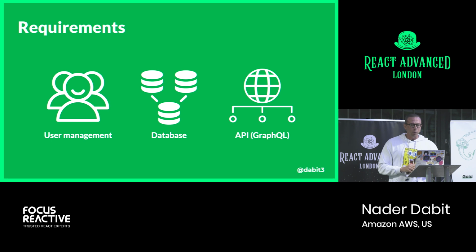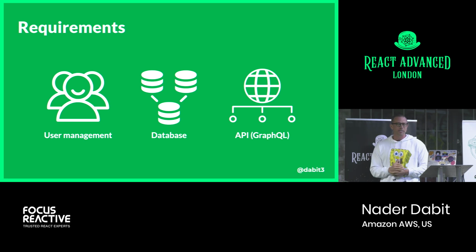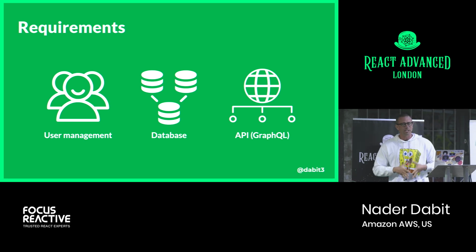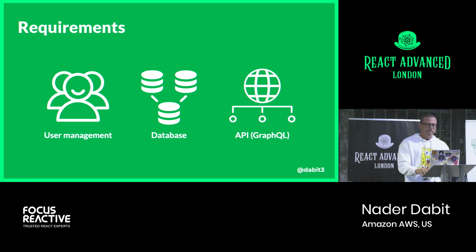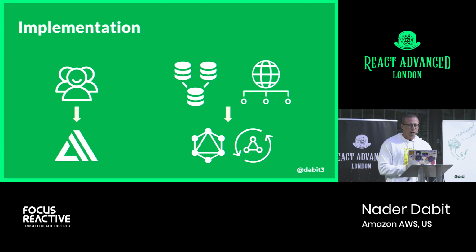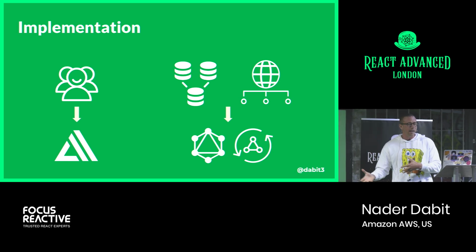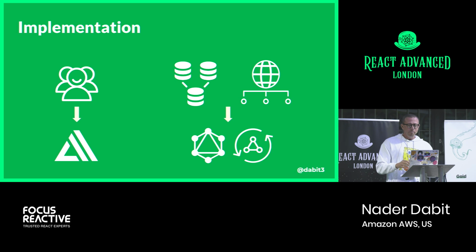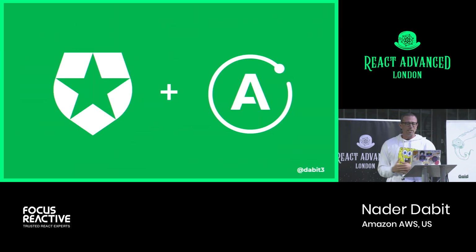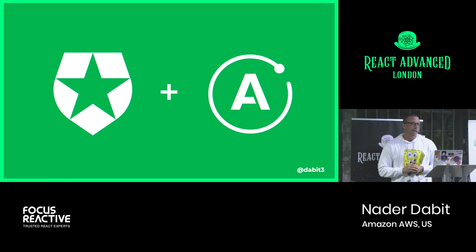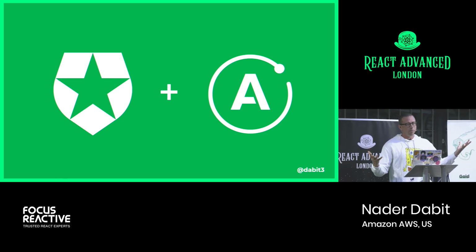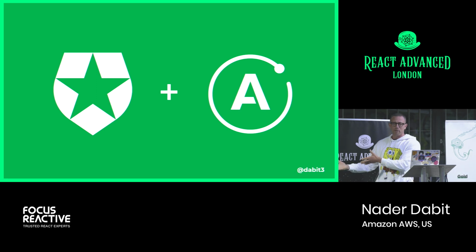So this is what the requirements look like, sketched out, as far as the requirements you might implement yourself: user management, database, and API. I used GraphQL. The implementation I used, because I work at AWS, was Amplify with AppSync. You could do everything I'm about to talk about not using AWS, and I wouldn't even recommend using AWS if you're not familiar with it already and you're already familiar with something else.